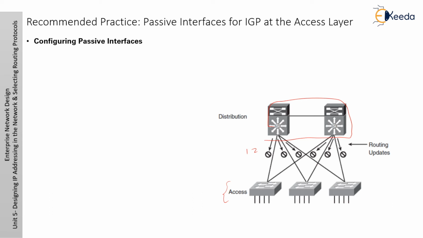Now let's come to configuring passive interfaces. How to configure passive interfaces? In a network that has many virtual LAN interfaces on distribution layer routers, configuring each interface as a passive interface could result in many commands. To ease the configuration burden, Cisco IOS 12.0 introduced the passive-interface default command. Okay, so the command is passive-interface default, which makes all interfaces passive.